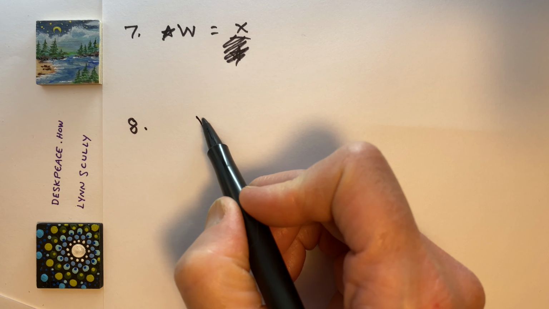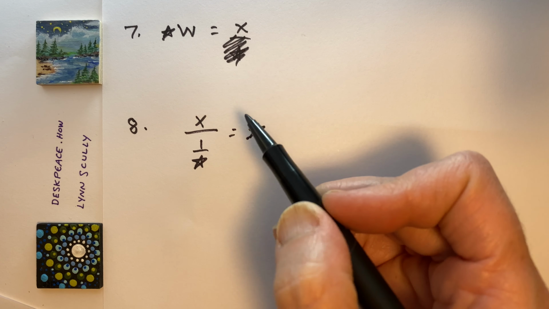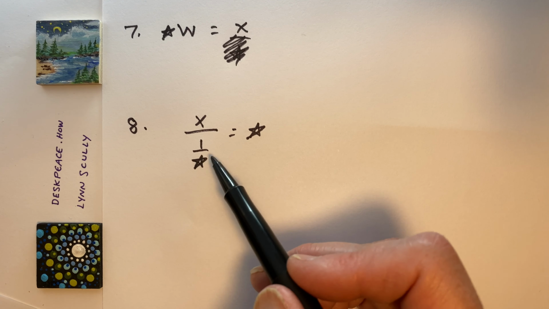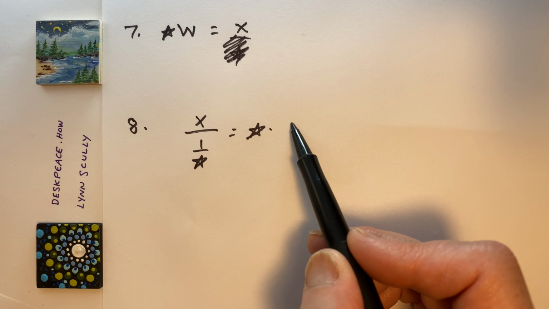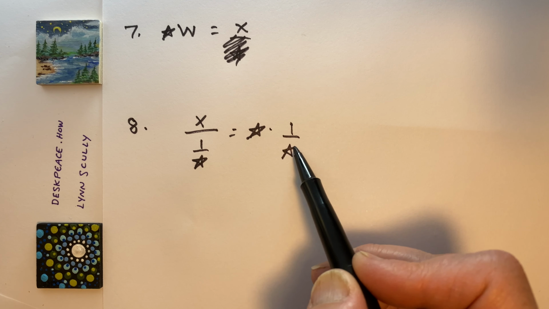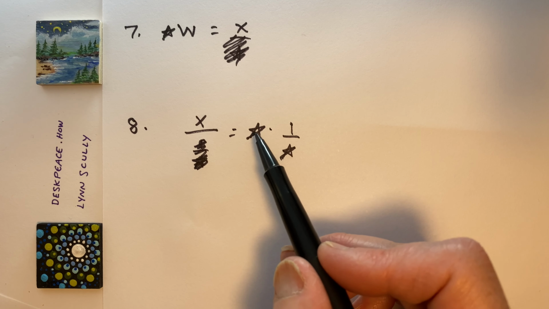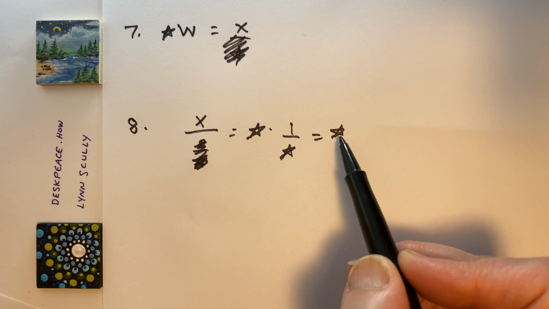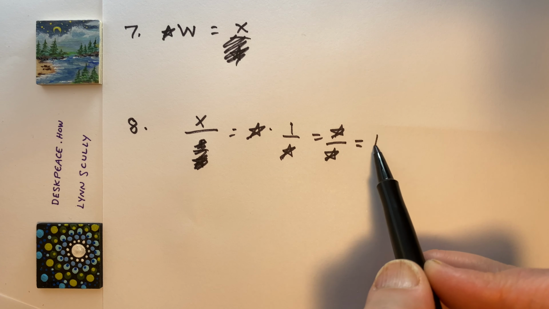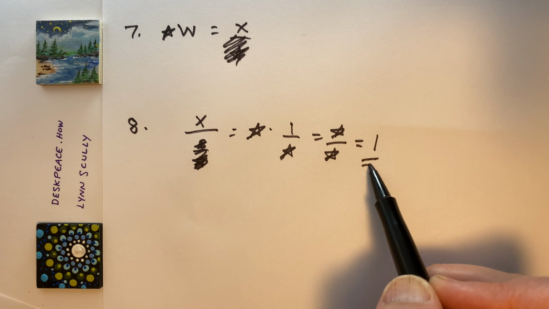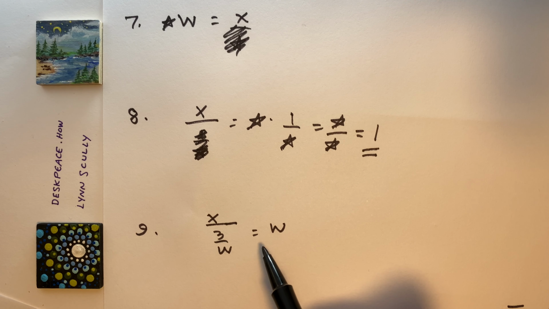Number 8, I have x all over 1 over star equals star. I want to get x alone. 1 over star is a fraction attached by division, and I move it by multiplication to the other side of the equal sign. I'm going to multiply. Star times 1 is star over star. When the top and the bottom are the same, it reduces to 1. All done.